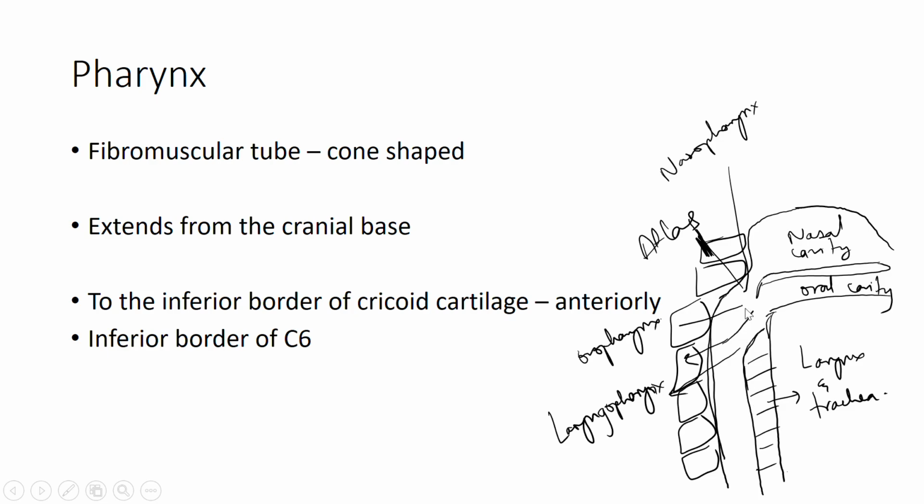If you see the length, it is around 12 to 14 centimeters, and at the broadest area it is around 3.5 centimeters, and at the lowest area it is around 1.5 centimeters. That is where the pharynx continues as the esophagus, and it is the narrowest.